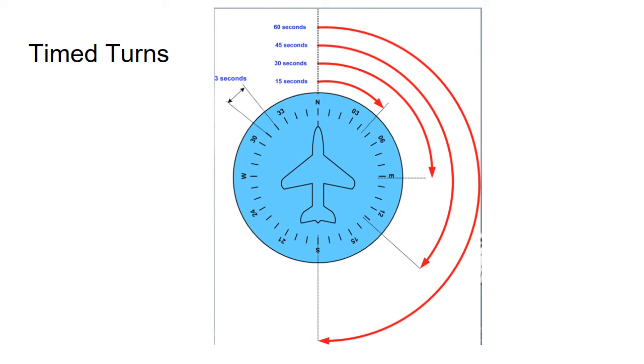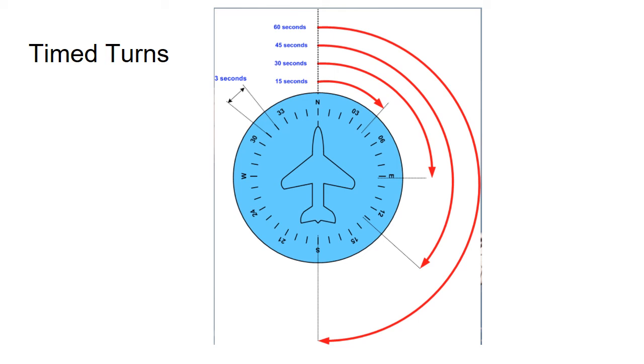Given how far outside your scan the magnetic compass is, a timed turn is probably the best way of turning to a specific heading after a vacuum failure. A standard turn is 3 degrees per second, so 360 degrees in 2 minutes. As you know, you're making your turn standard when the turn coordinator shows the wings on the white tick marks. Establish a standard rate for 30 seconds and you should turn 90 degrees.